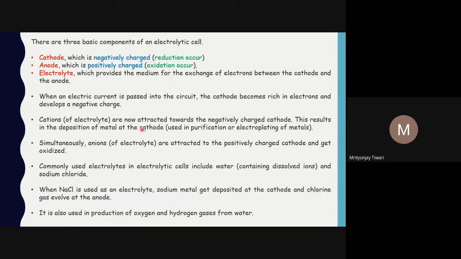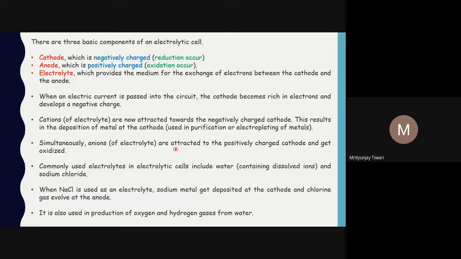So cations of the electrolyte are now attracted towards the negatively charged cathode. This is what I have already explained. This results in the deposition of metals at the cathode, or hydrogen if that is what you want to produce. It also depends on the activity of the metal cation. If you use a metal cation which is less active than the H plus ion of water, hydrogen gas will be produced. And if the metal ion of that electrolyte is more active than hydrogen, then the metal will be deposited at the cathode.